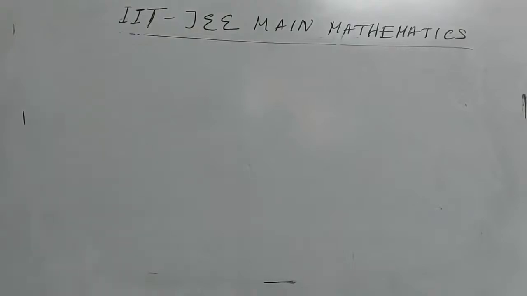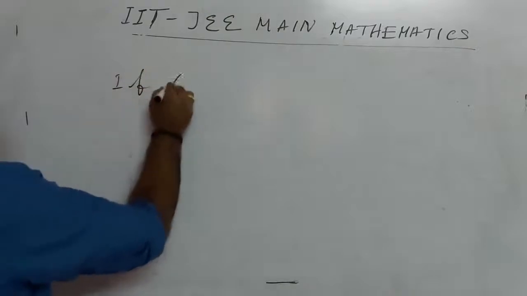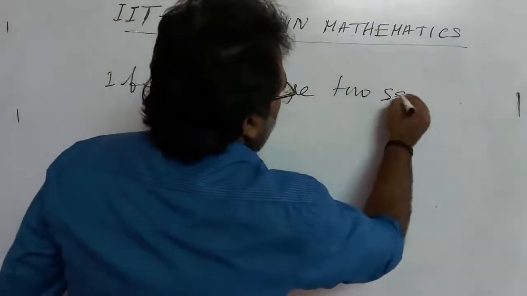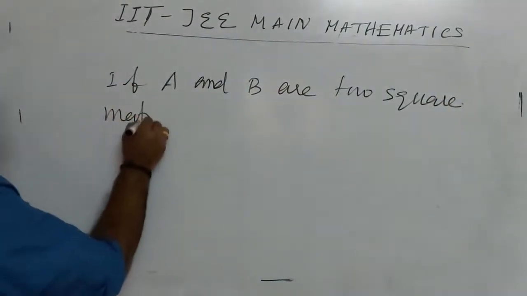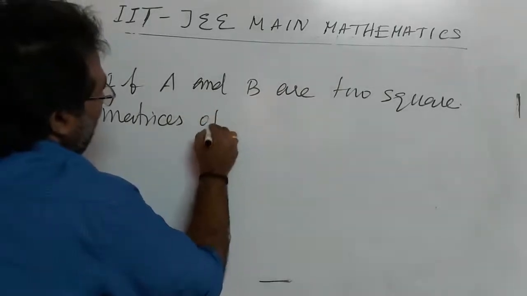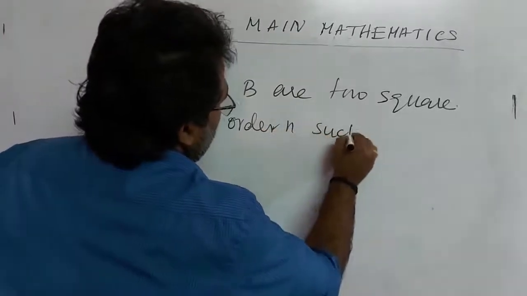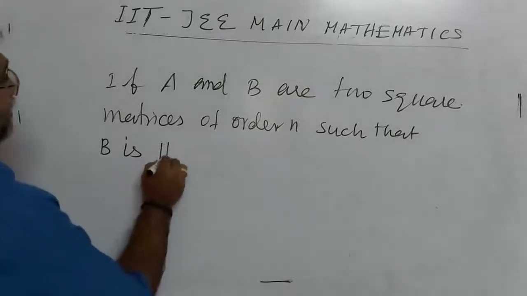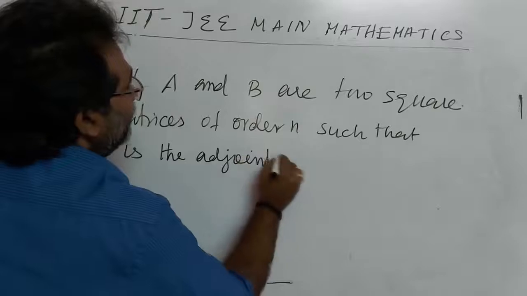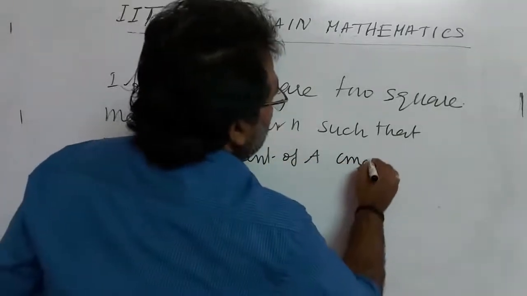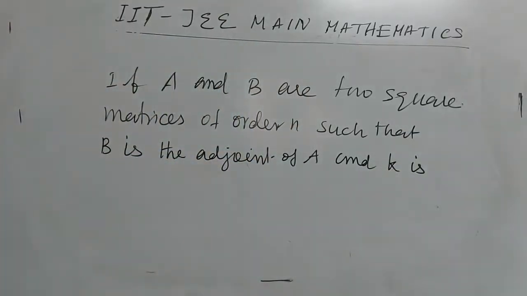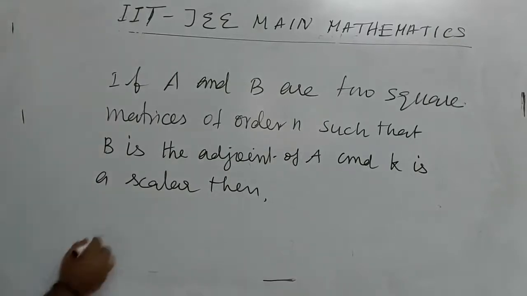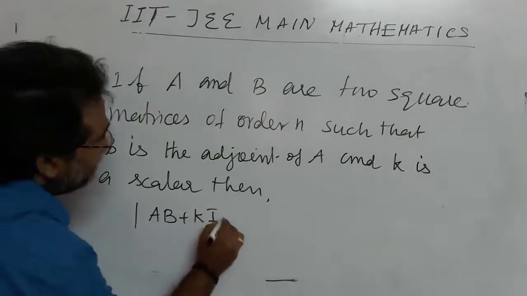Next, one important result. If A and B are two square matrices of order n such that B is adjoint of A and K is a scalar, then determinant of AB plus K I n.